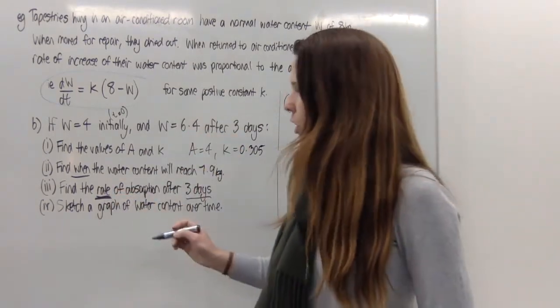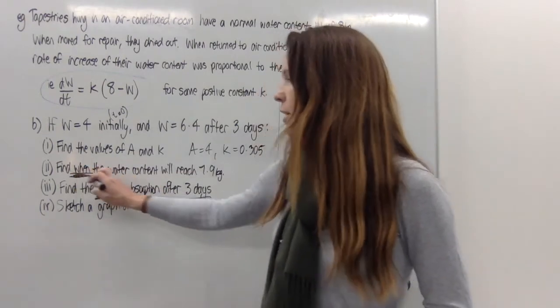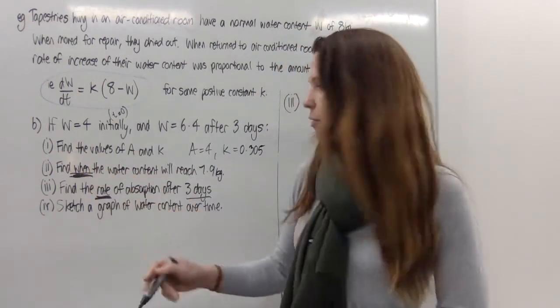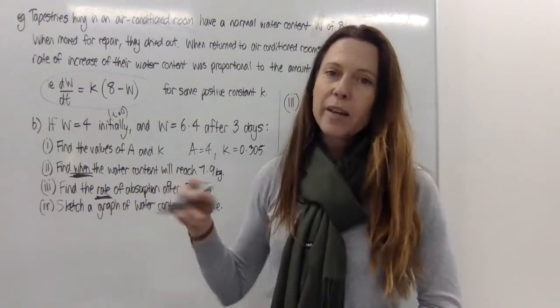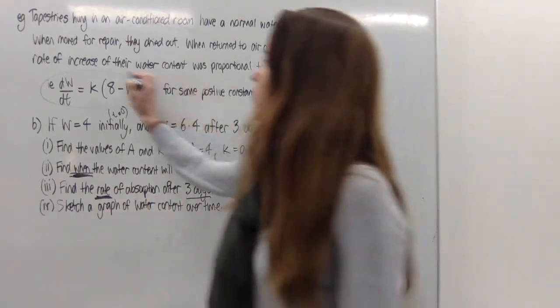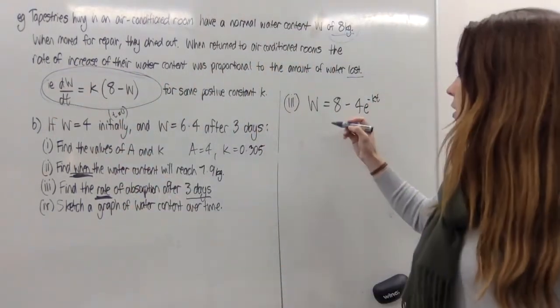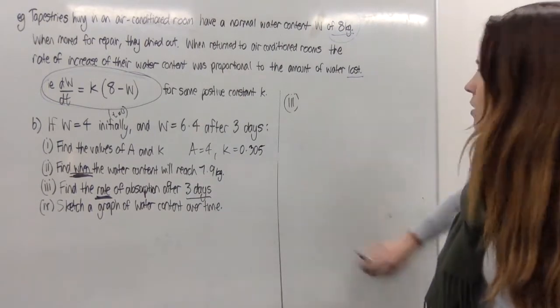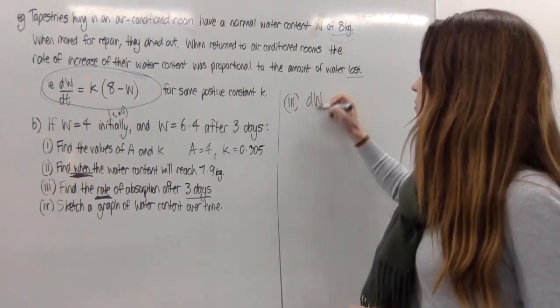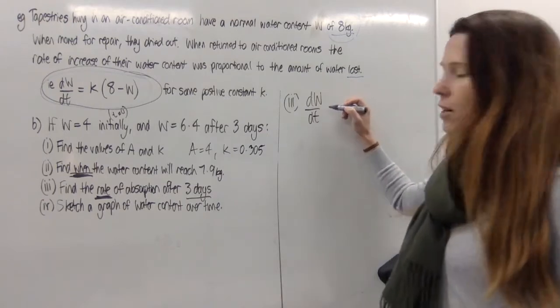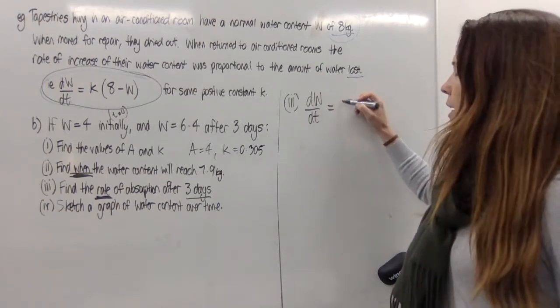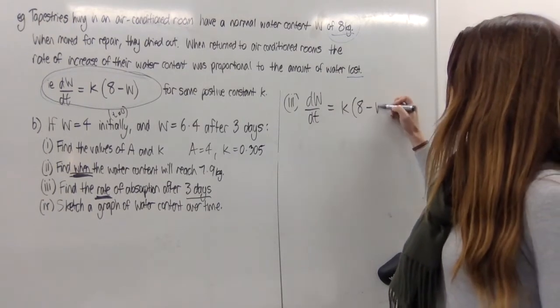So when you're looking at a question, underline what it is you need. When, I need a number of days. Find a rate, okay, I need to see how something's changing. Now we've been told how it's changing. So what we actually need, instead of using this formula, is dW/dt, that's the change in water content, and we know it's this.